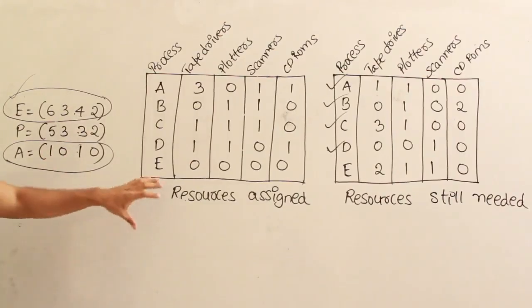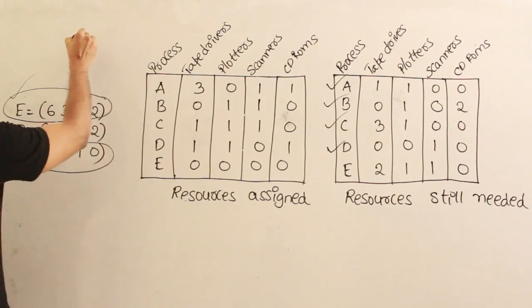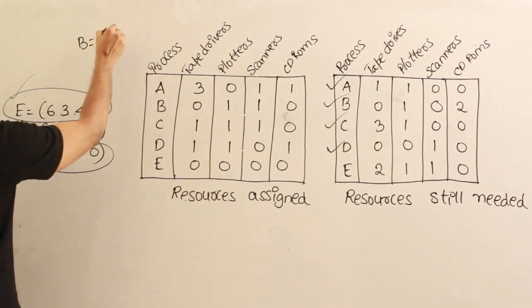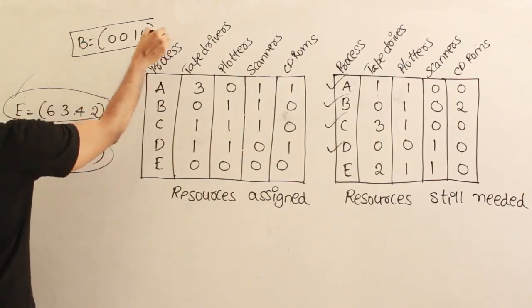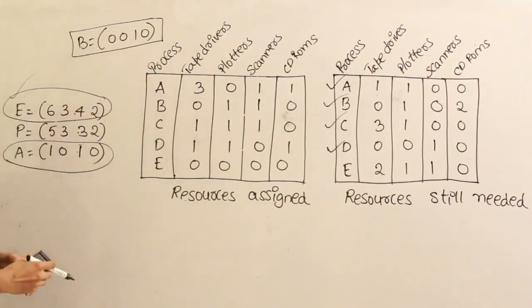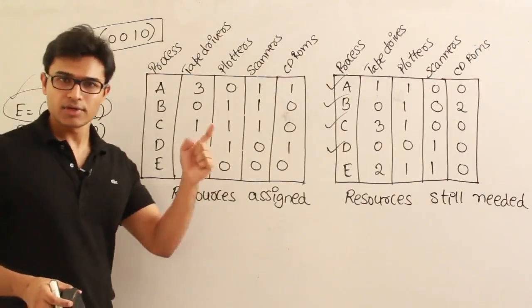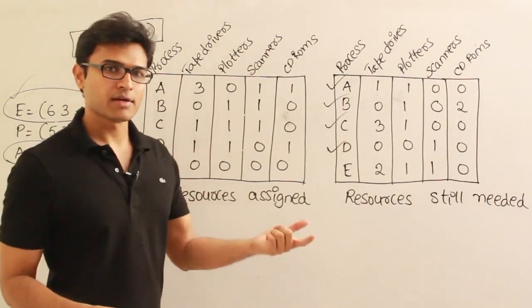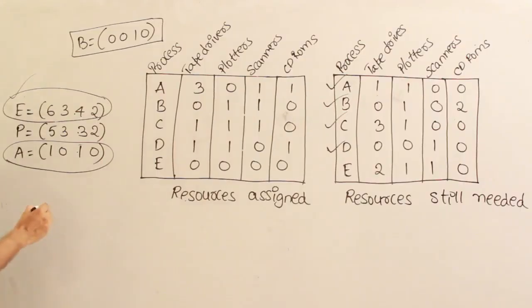Now this is the state resulting after B has been allocated the request, which is 0 0 1 0. We didn't allocate it yet, but we are acting as if we allocated, and now we shall find out whether this resulting state is safe or not. Only if it is safe are we going to allocate it, otherwise we are not. Let's see whether it is safe or not. Now what is the new availability? The new availability has become 1 0 1 0.